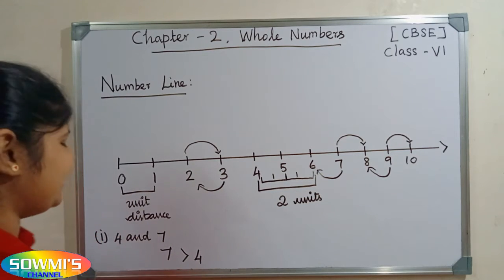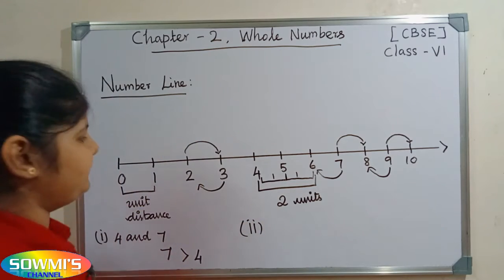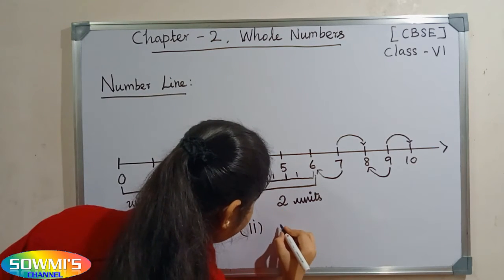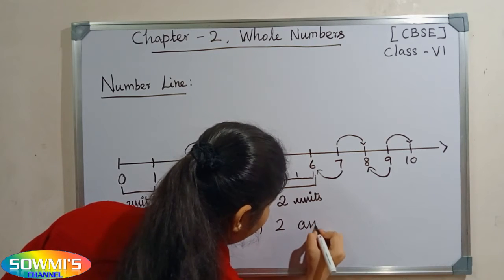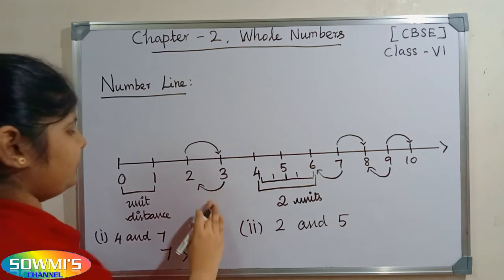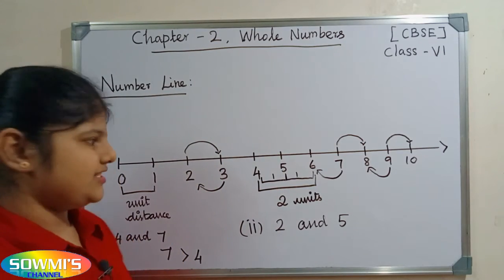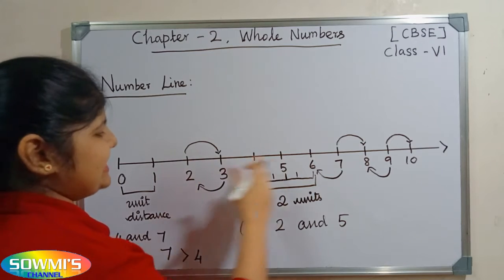Next we will take another example, that is 2 and 5. So the number 2 lies on the left of 5. So 2 is less than 5.